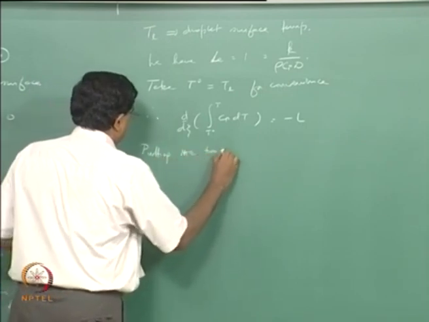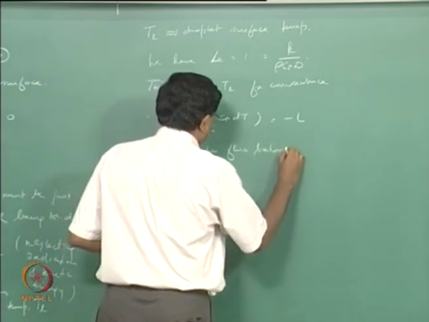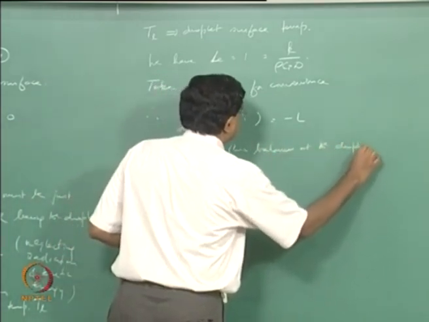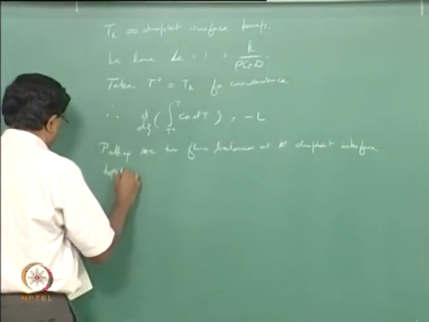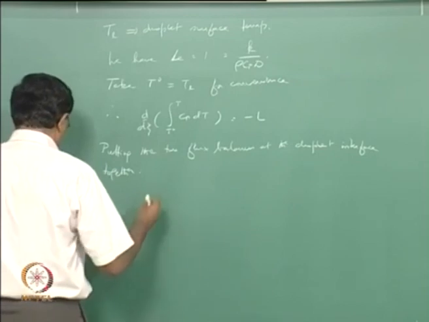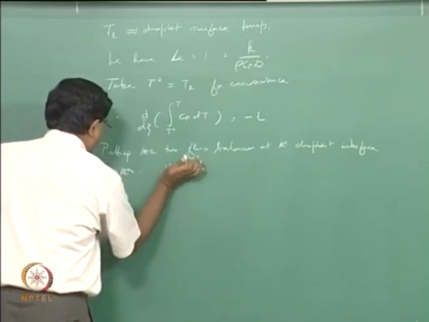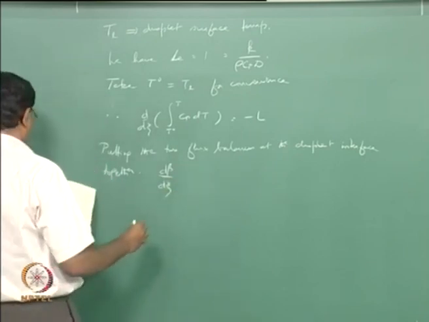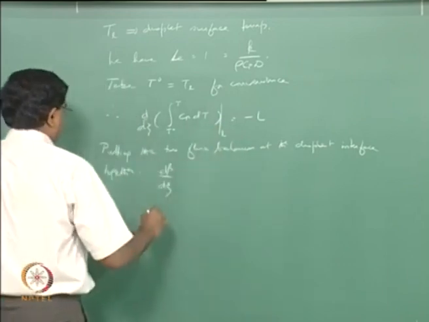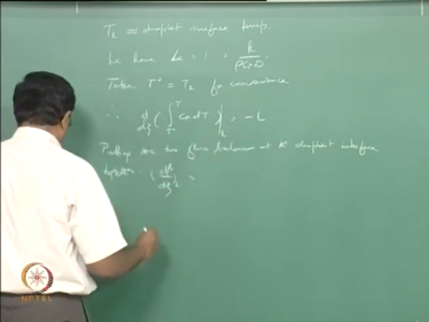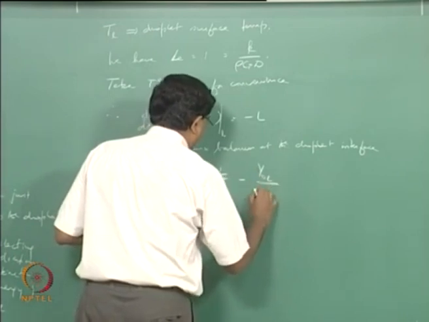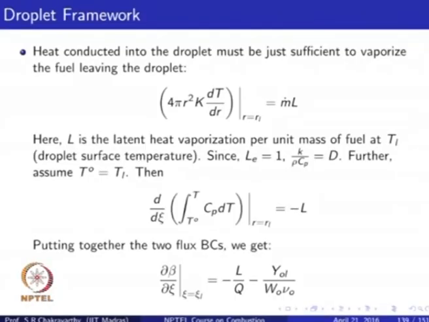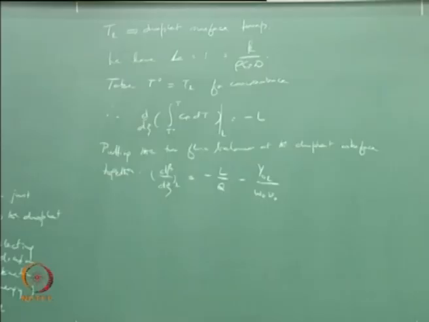Putting the two flux balances at the droplet interface together, we get d beta by d xi. Of course, I should go back and write this at L. So d beta by d xi at L equals minus L divided by Q minus Y O L divided by W O nu O. All right, now this is the interface condition.